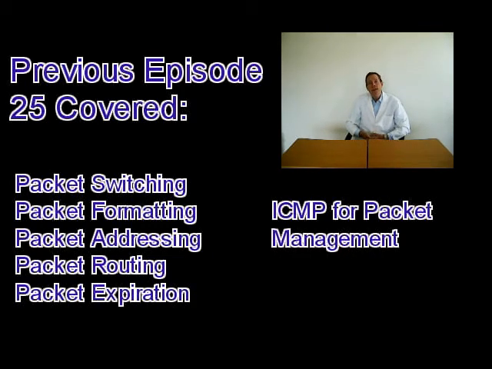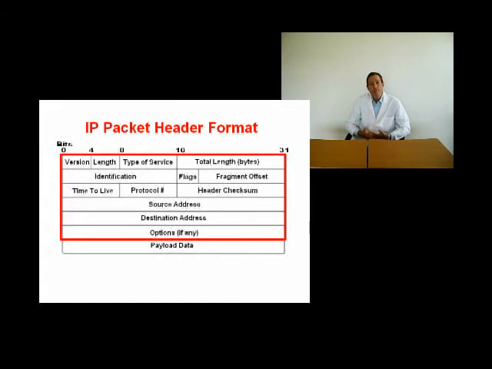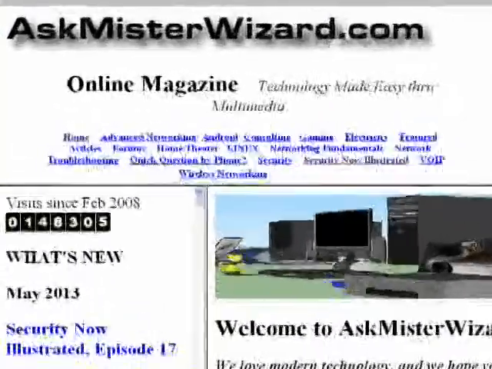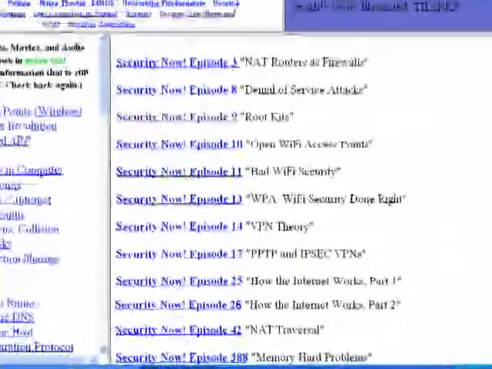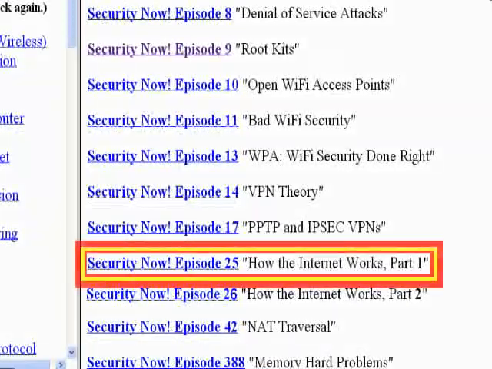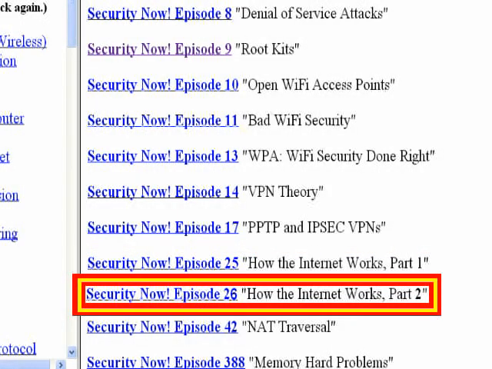It made extensive use of a simple diagram illustrating the general format of the standard packet header that is found at the very beginning of every Internet packet. If you haven't seen episode 25 of our Security Now Illustrated series, you really should watch that one first, because this episode builds upon that foundation. Steve used episode 26 to teach some new vocabulary, and accordingly, it's important that we start off with definitions of the following terms.